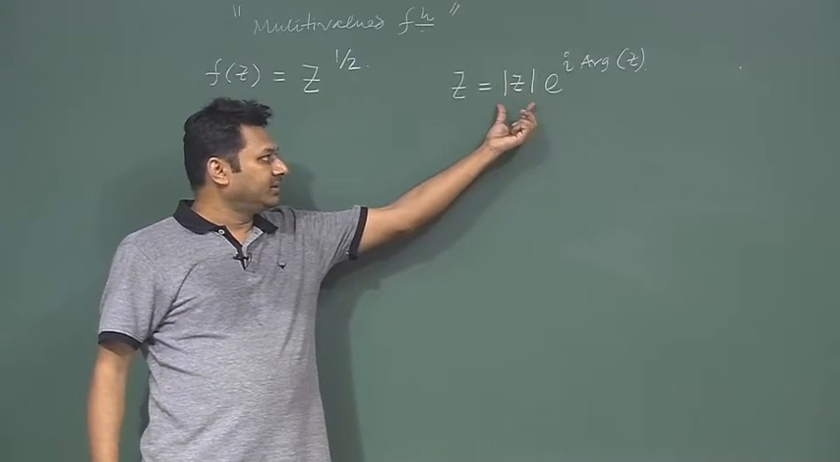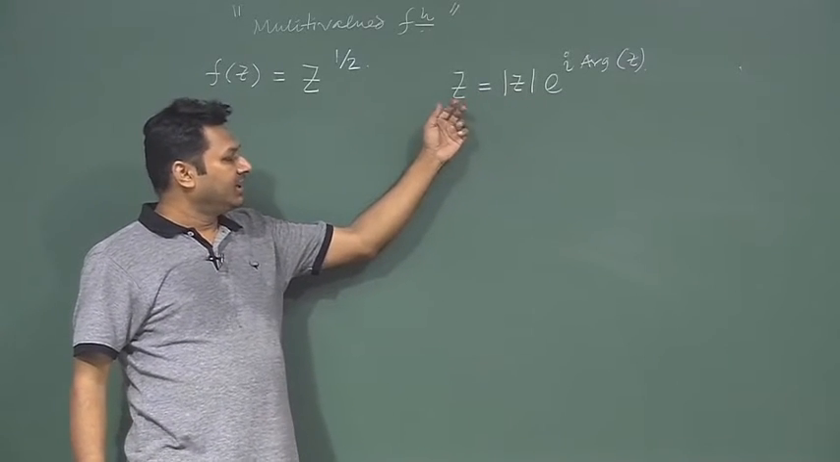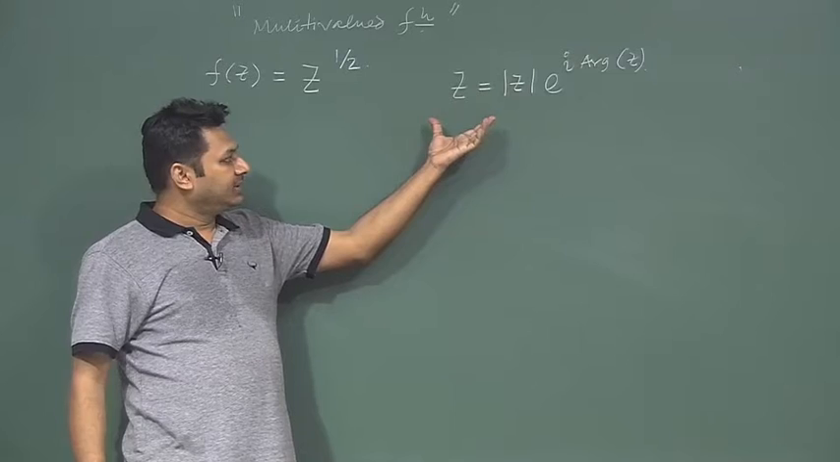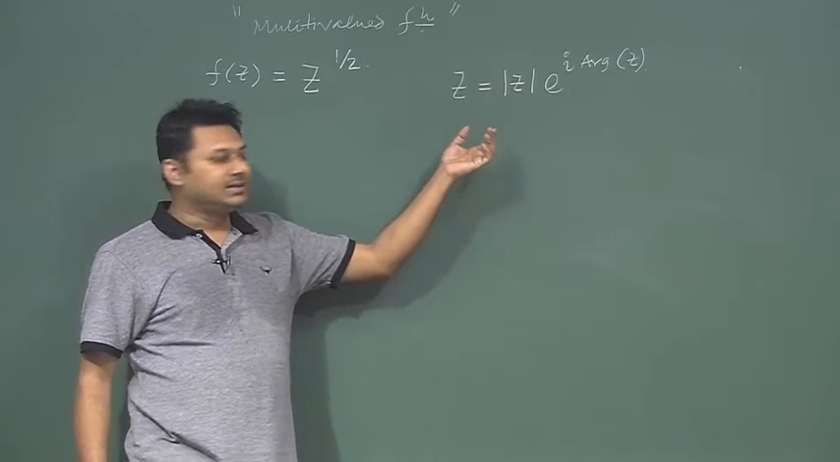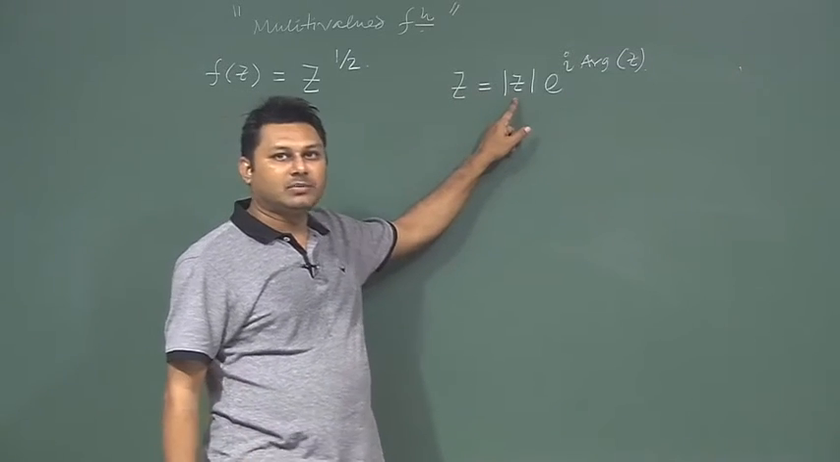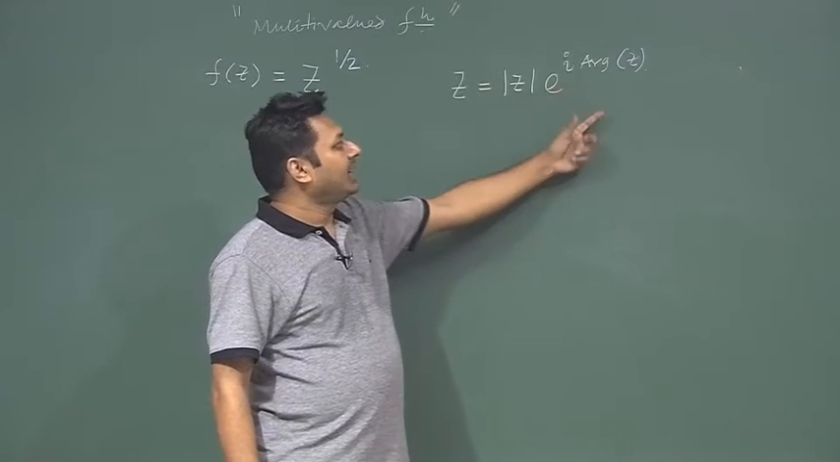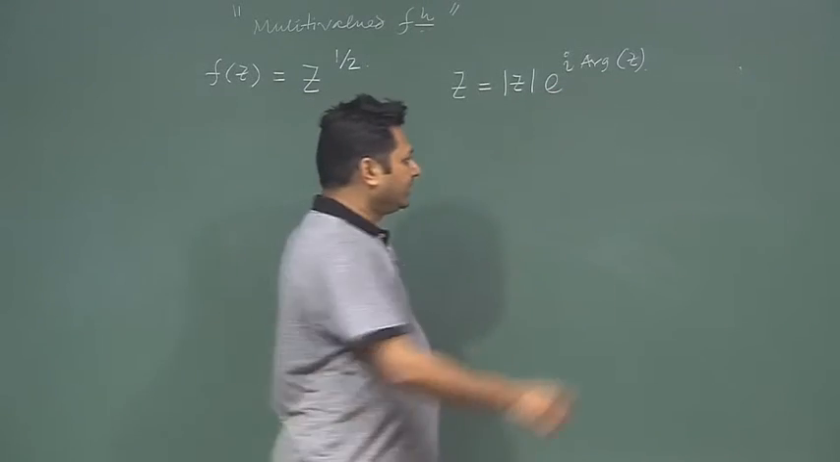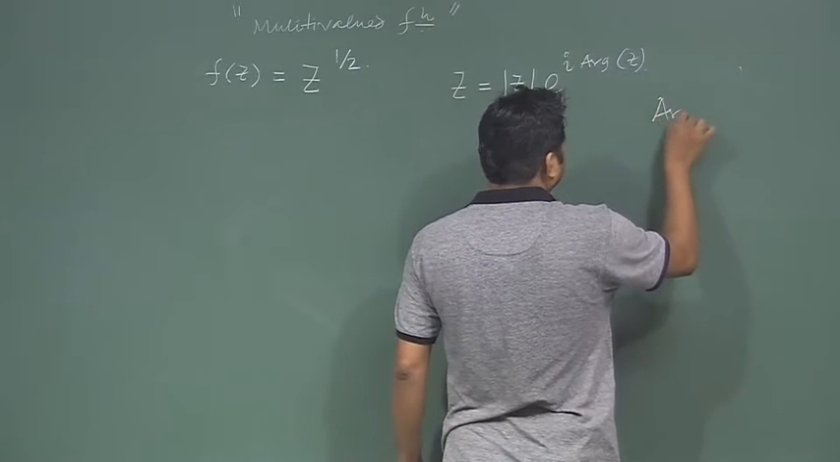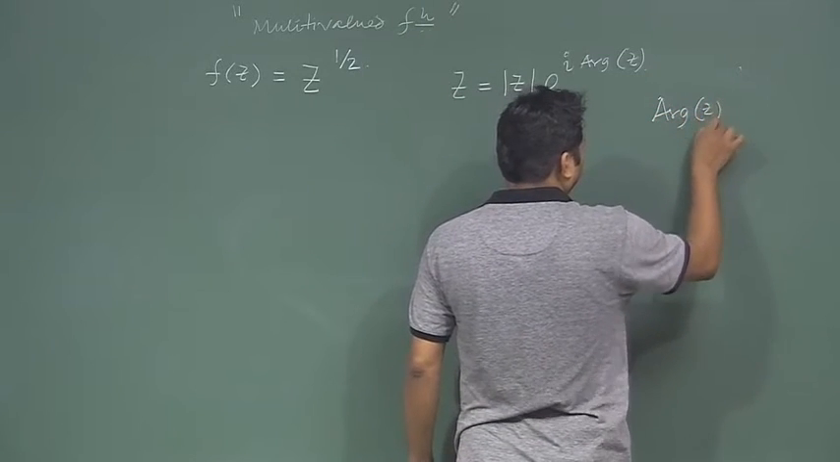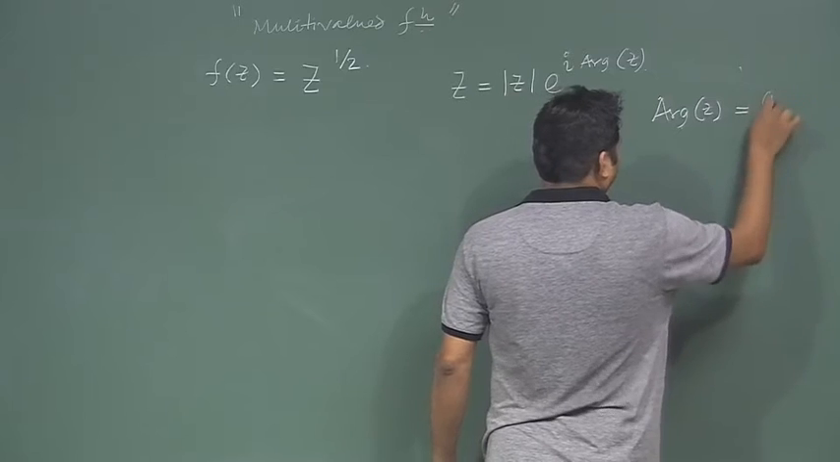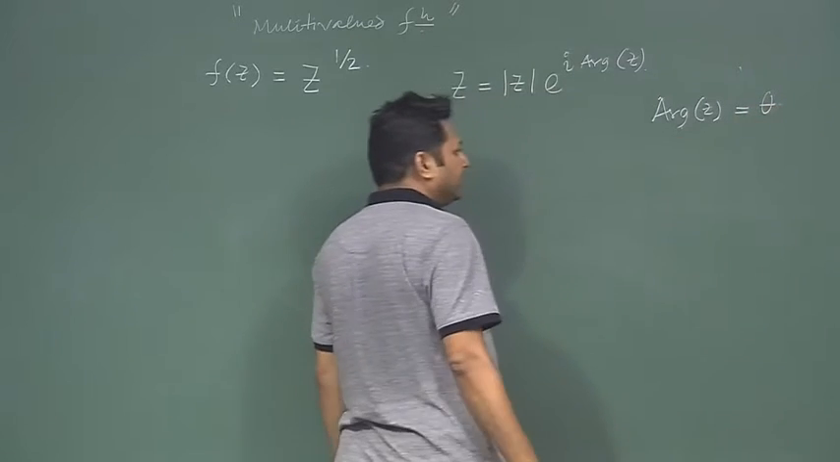I just write z in terms of polar coordinates, which is r e to the power i theta. Here r is nothing but the mod of z, so I put mod of z here, and e to the power i argument of z is nothing but the theta it has, and the argument suggests that there is a limit on this theta.